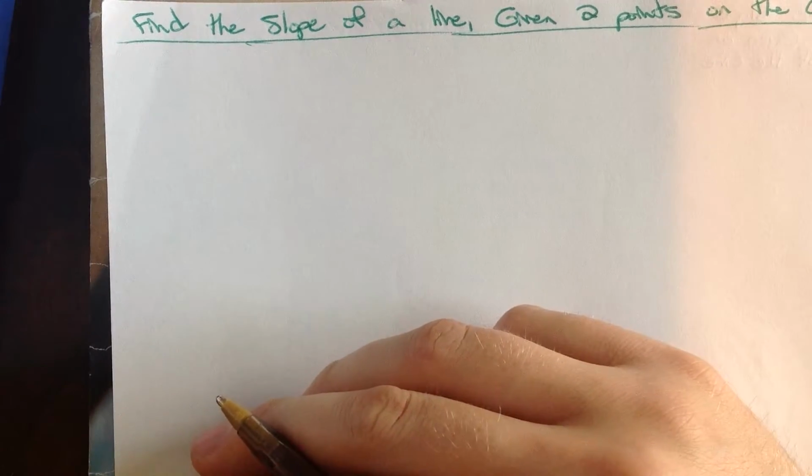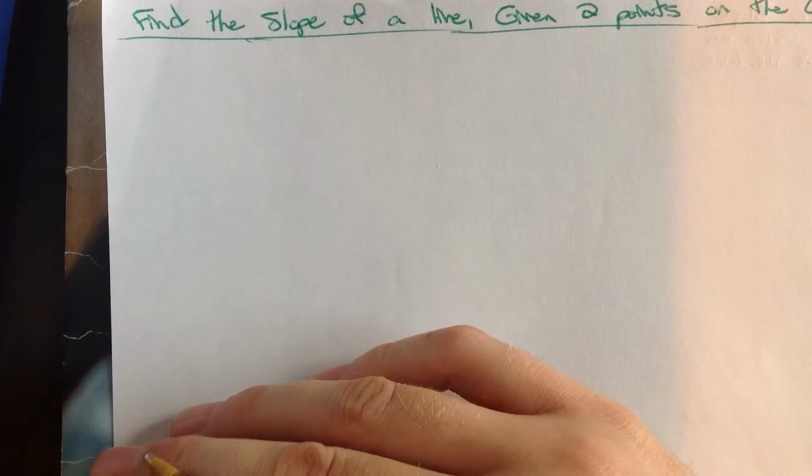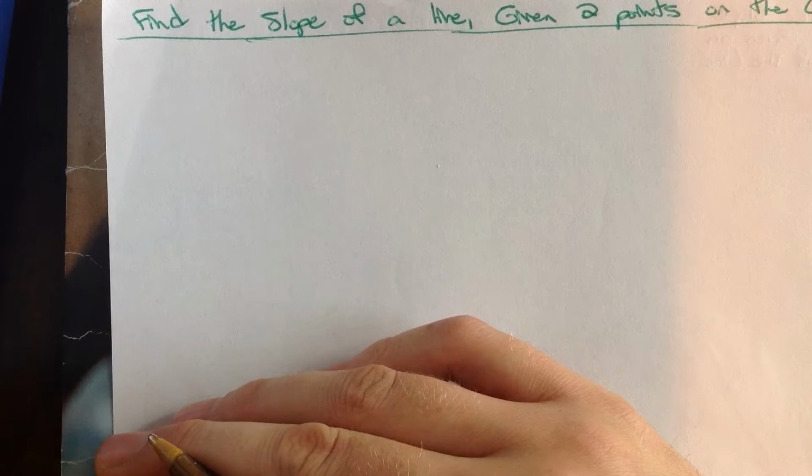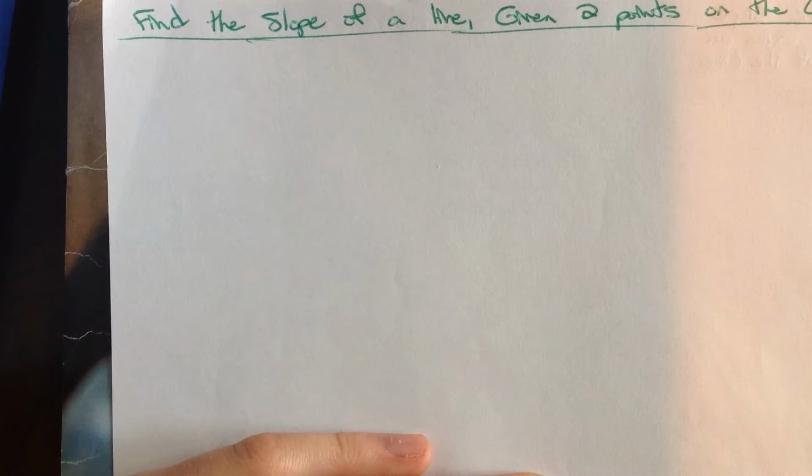Finding the slope of a line given 2 points on the line. So slope is a rate of change. It's talking about how much something is changing up or down relative to how far you go horizontally.